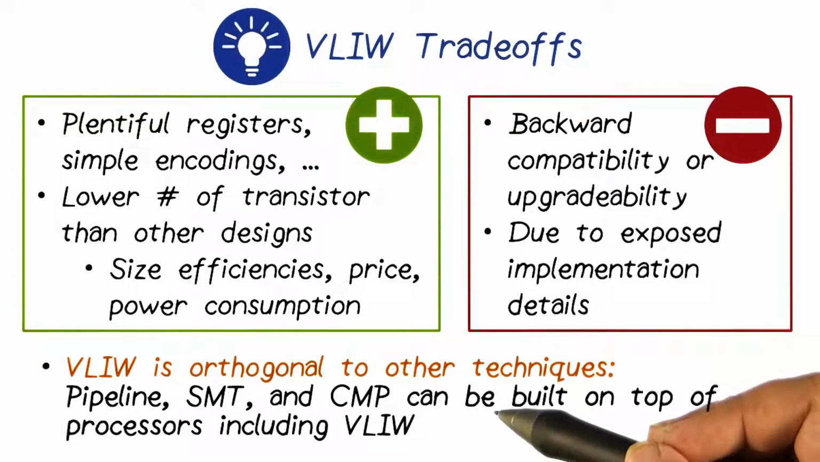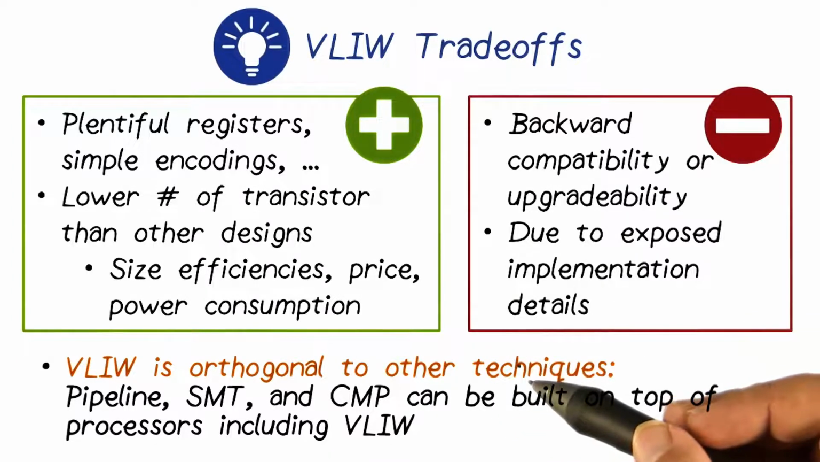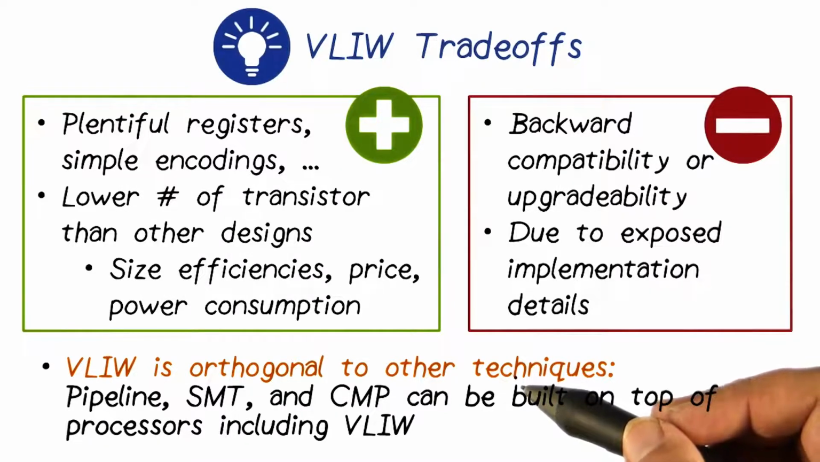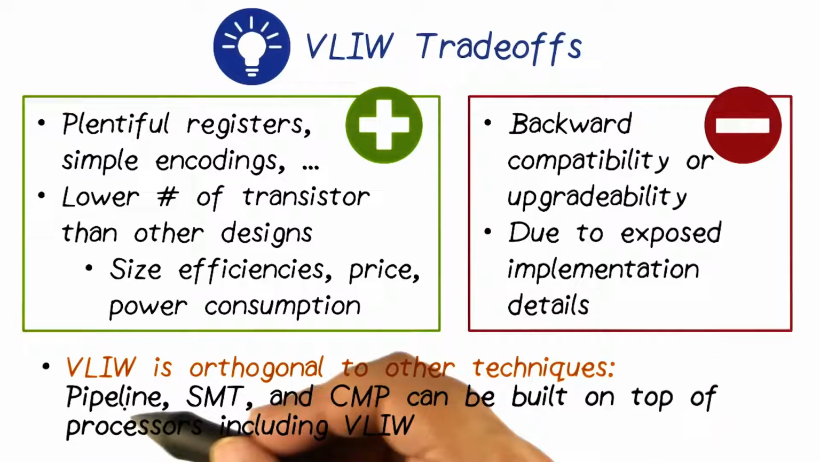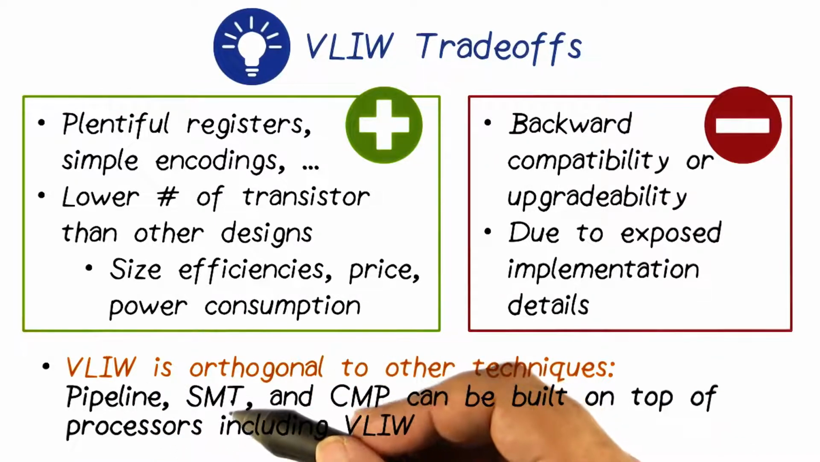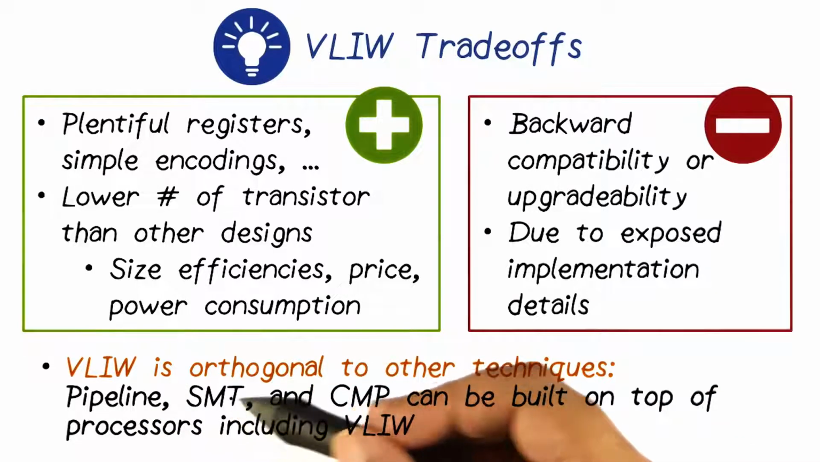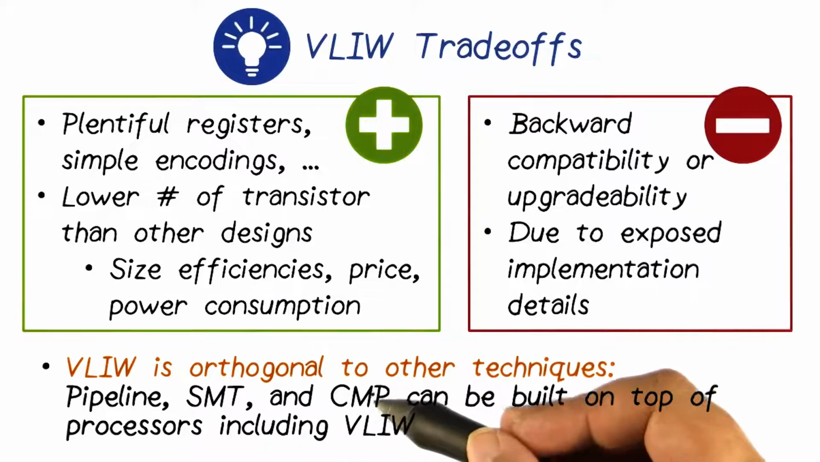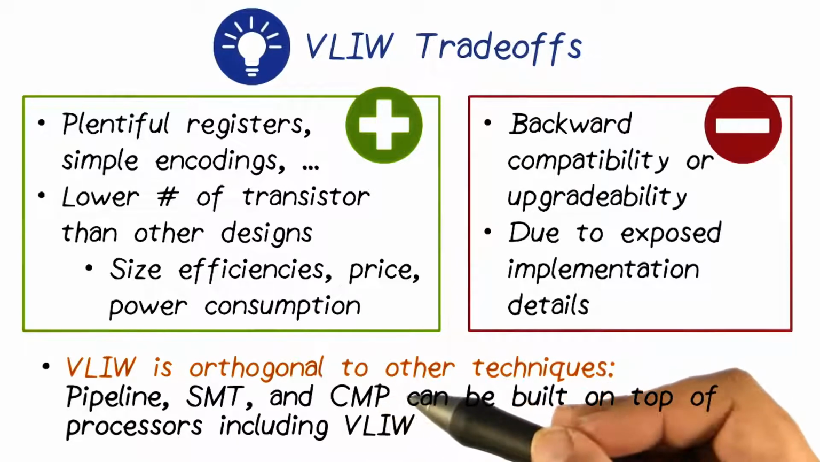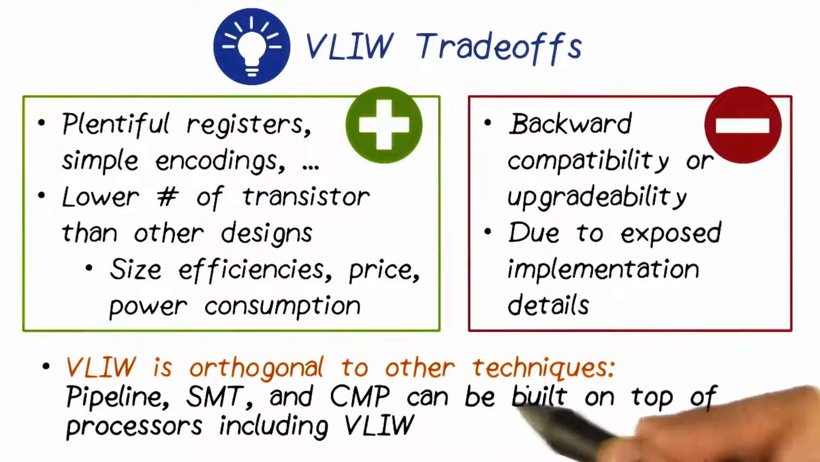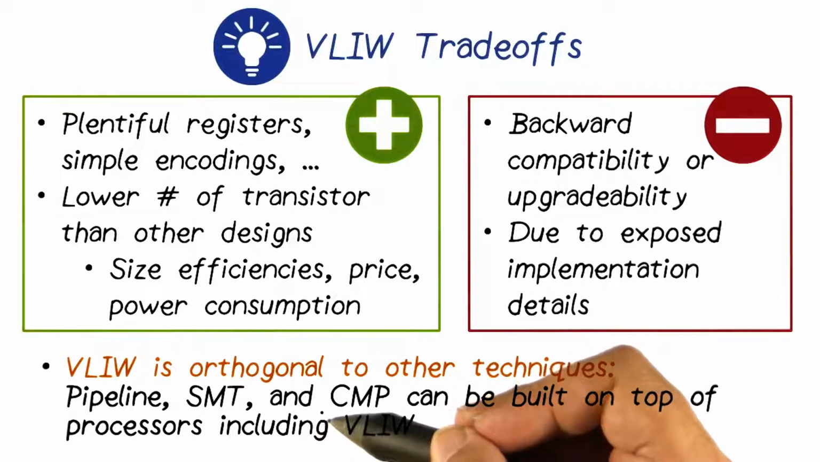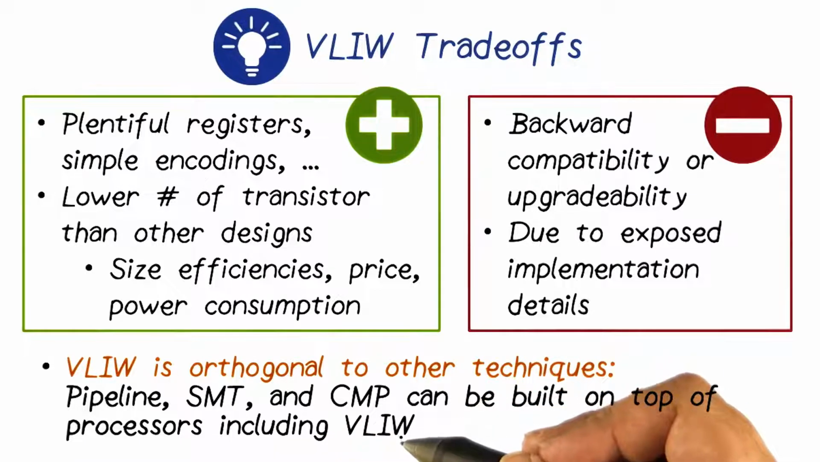Now finally, remember that VLIW is really an architecture and is independent of the implementation technique. So in other words, VLIW can be combined with the pipelining concept, it can be combined with simultaneous multithreading, and it can be combined with chip multiprocessor architectures. And all of these can be built on top of a processor which has a VLIW architecture.